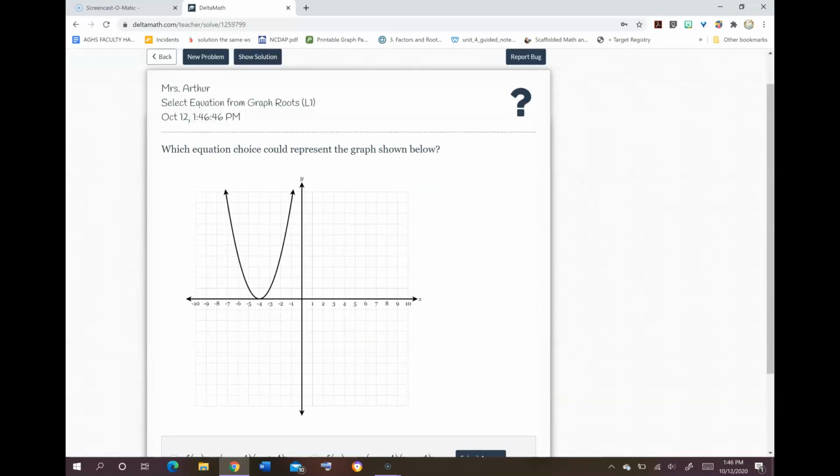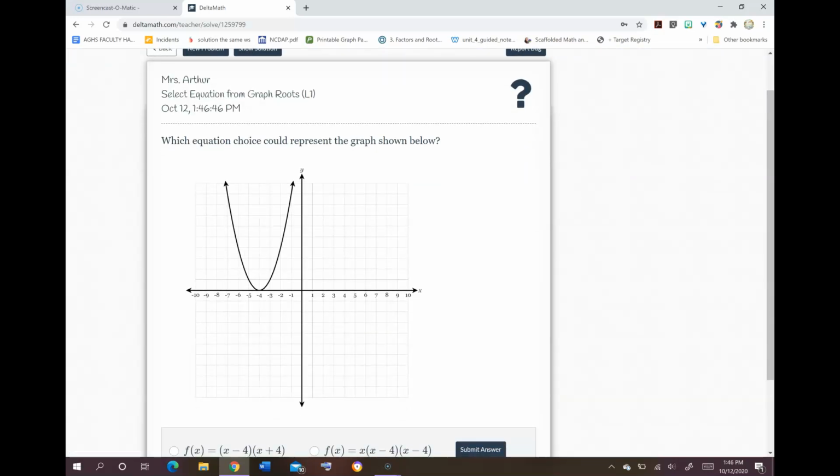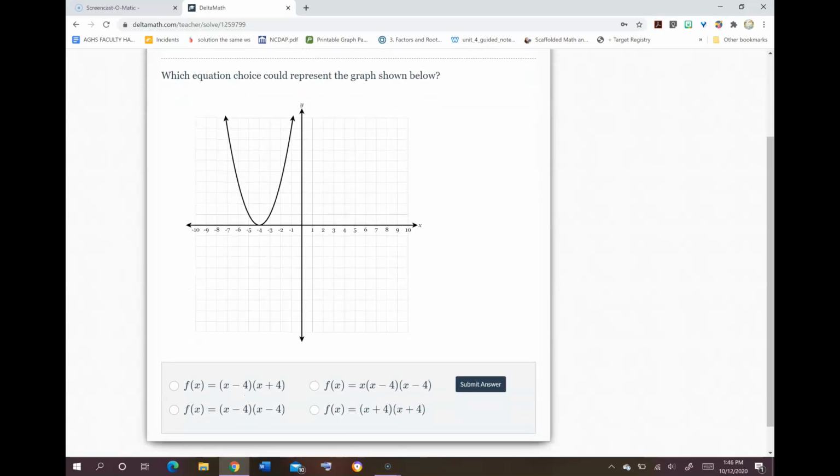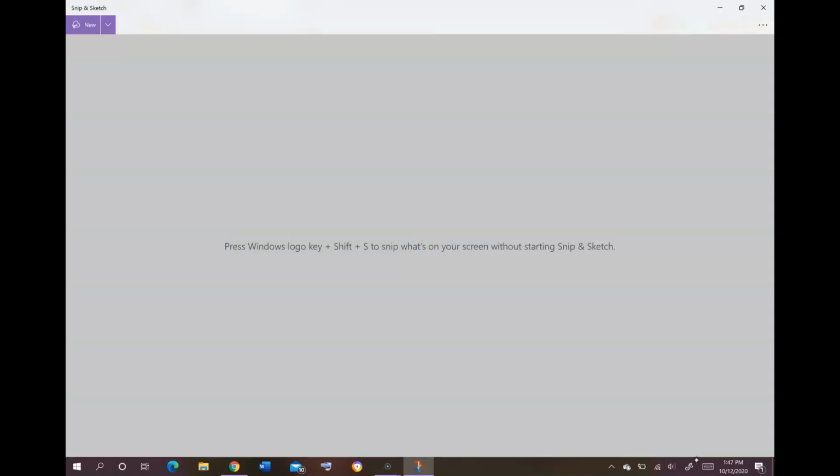So it wants to know which equation choice could represent the graph shown below. So this is a multiple choice question, okay? And it wants to know which one could represent it. So what I would do is I would just go ahead and write the equation myself and see which one it is, okay? So, got it snipped.